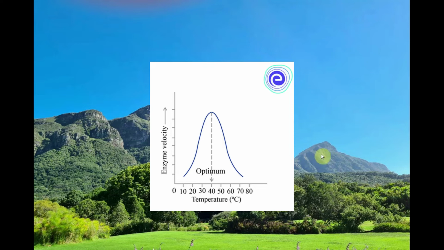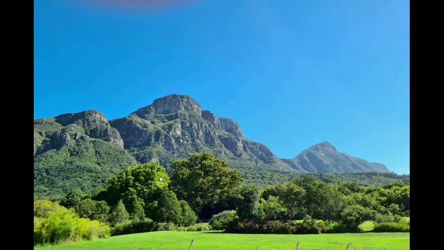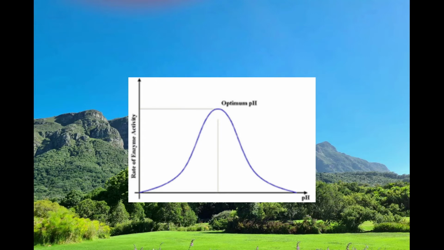And similarly, optimum pH is also there. Enzymes show highest activity at a specific pH. So if you take the y-axis and this is the x-axis, on the x-axis we take the pH range 1, 2, 3, 4, etc. And on the y-axis the enzymatic activity. You see the enzyme activity is highest at this point, and this is known as the pH optimum. Below this pH the activity decreases, and above this pH also the activity decreases.